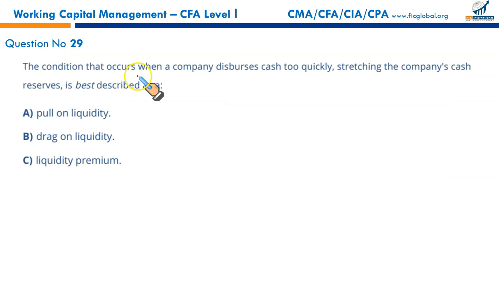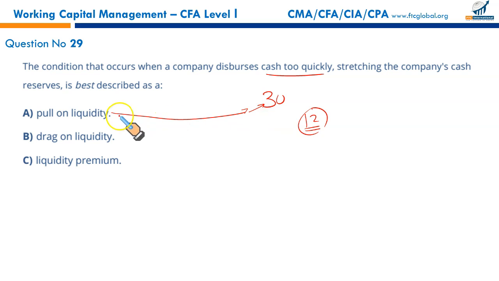The condition that occurs when a company disburses cash too quickly, when you pay your suppliers too quickly. Like first you used to pay your suppliers after 30 days, now you have started paying after 12 days. Of course you won't, but if you do that, this will put your liquidity in trouble. So paying your payables quickly is called pull on liquidity. First you used to make the payment after the 30th day, now you're paying after every 12th day. This is pull on liquidity. Liquidity will be taken away from your business.